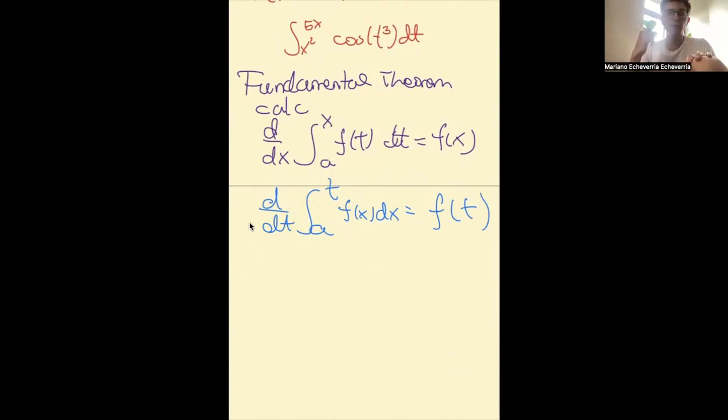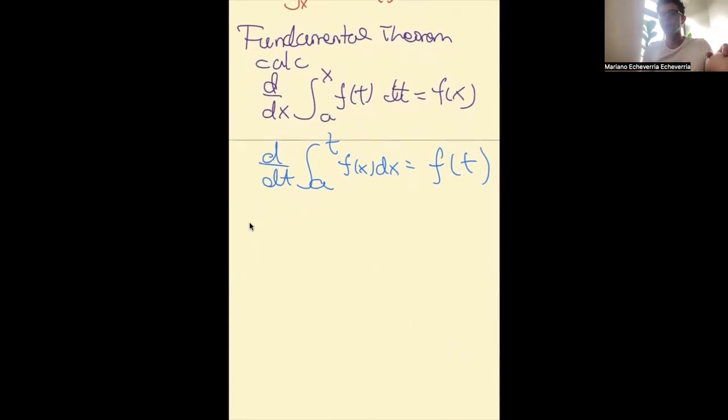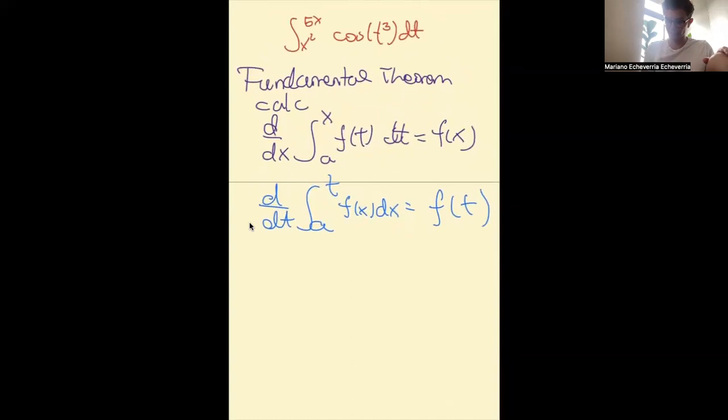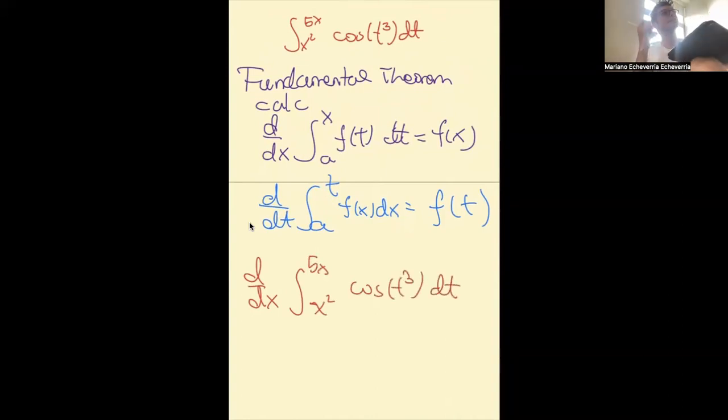The problem here is that these bounds are not just x, right? If they were just x, we could apply the fundamental theorem directly, but it is a little bit more complicated. So what we're trying to find is this derivative, right? Okay, so the first thing that you have to do is that you cannot have both bounds with the variable. So you have to split the integral into two pieces so that each piece has one of the variables. So how can you do that?